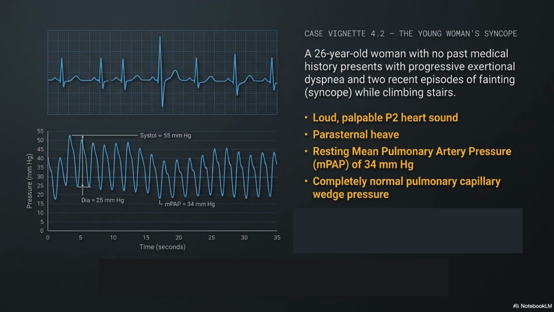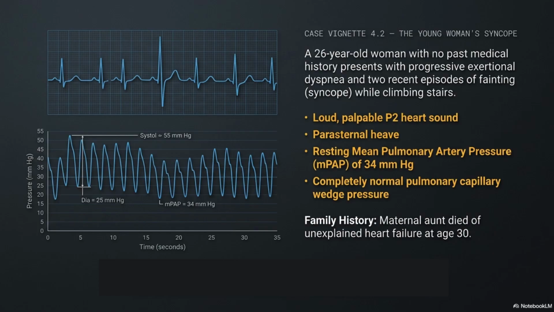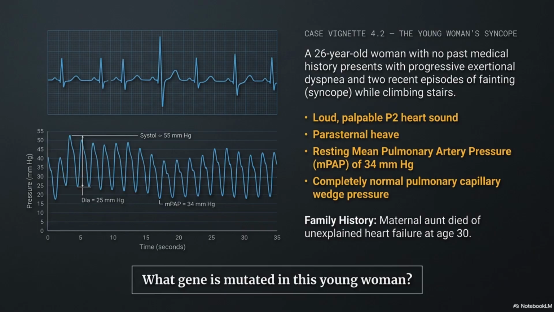A right heart catheterization reveals a resting mean pulmonary artery pressure, or mPAP, of 34 mm of mercury, but a completely normal pulmonary capillary wedge pressure. A critical piece of her family history is that her maternal aunt died of unexplained heart failure at age 30. Keep this question in mind: what gene is mutated in this young woman?